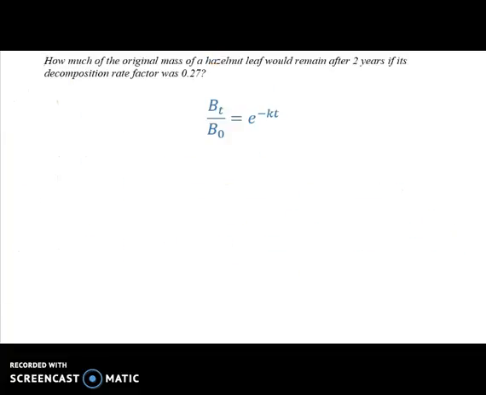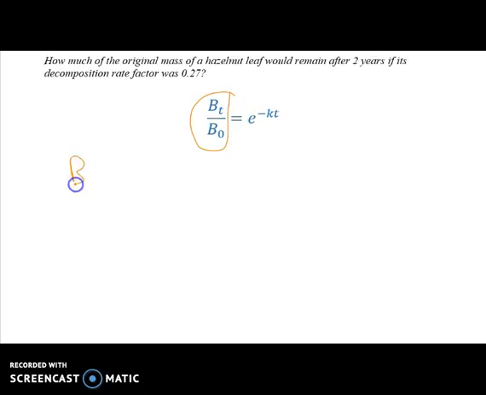Another thing we can solve for is original mass remaining of litter. So let's do another example. How much of the original mass of a hazelnut leaf would remain after 2 years if its decomposition rate factor was 0.27? Well, now this time we are trying to solve for b sub t over b sub 0, the proportion of the original mass. And we know our k and our t. So let's just write out what we need.